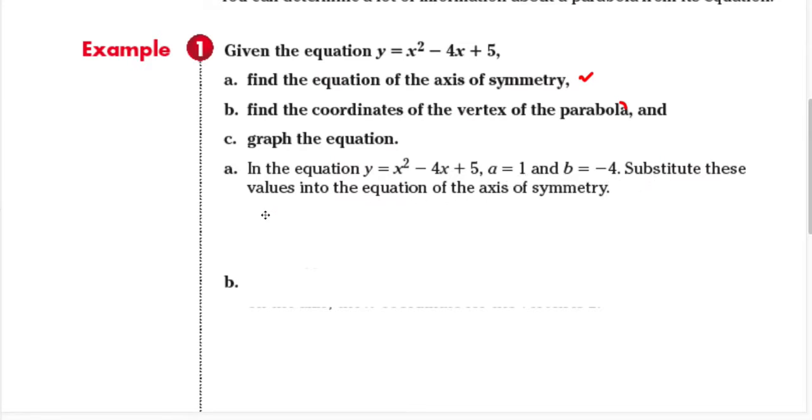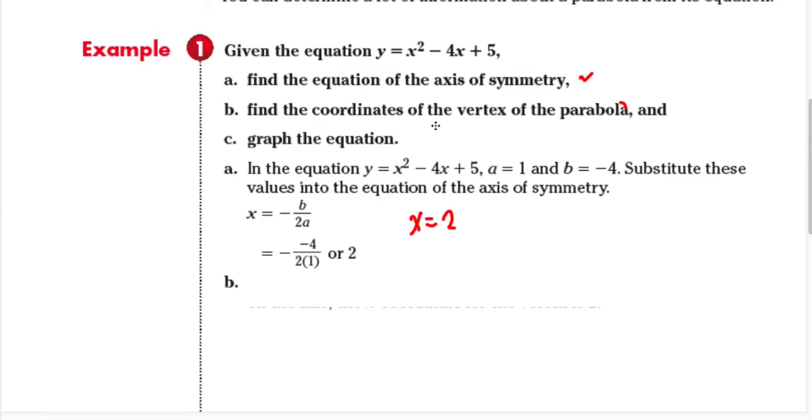Substitute these values in the equation of our axis of symmetry, which is x equals negative b all over 2a. Substituting our b and our a, that becomes the negative of negative 4 all over 2 times 1, because b is negative 4 and a is equal to 1. Simplifying that, our value will be 2. So our axis of symmetry is x equals 2. That's how we found our axis of symmetry.